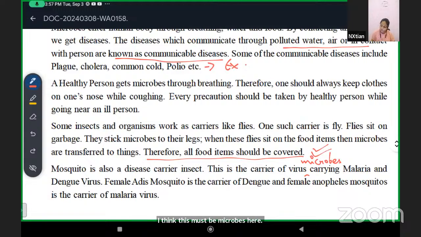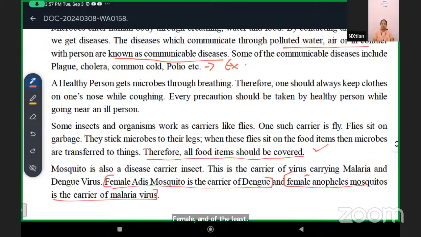Virus carrying malaria and dengue virus. Female Aedes mosquito is a carrier of dengue, and female Anopheles mosquito is a carrier of malaria virus. These are two kinds of mosquitoes which carry dengue and malaria. So when they bite you, these diseases are caused to us.